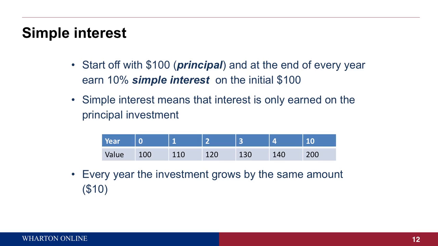So every year the investment grows by exactly the same amount. That is $10. So that's additive. It's the same amount in each period. I'm going to contrast that now to what we term compound interest.